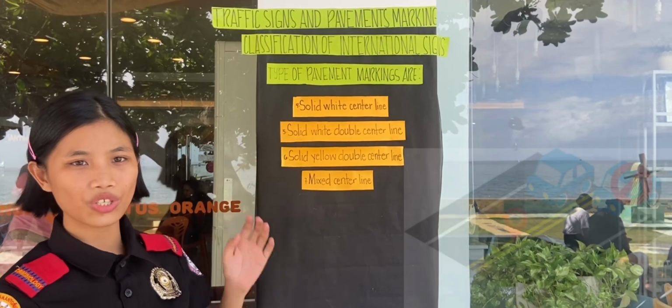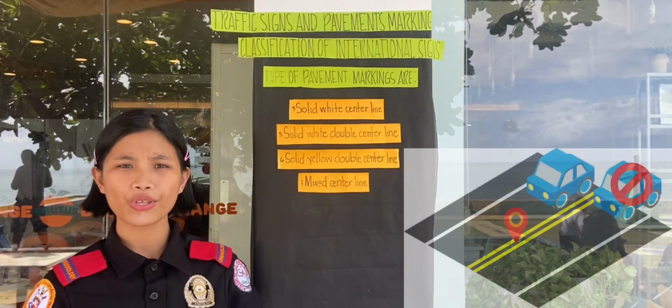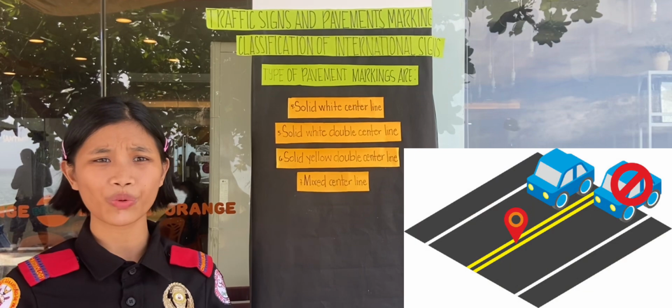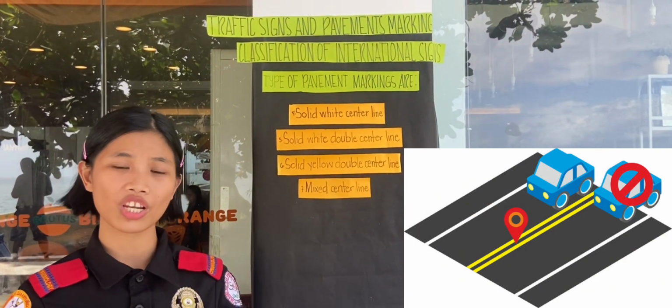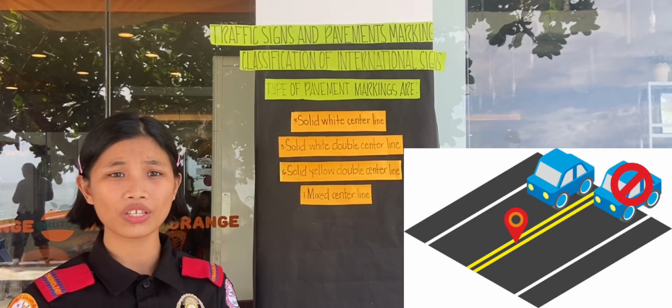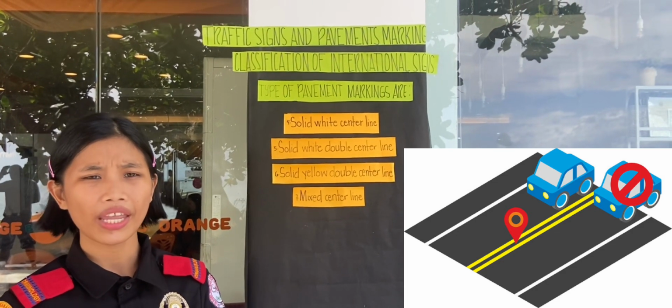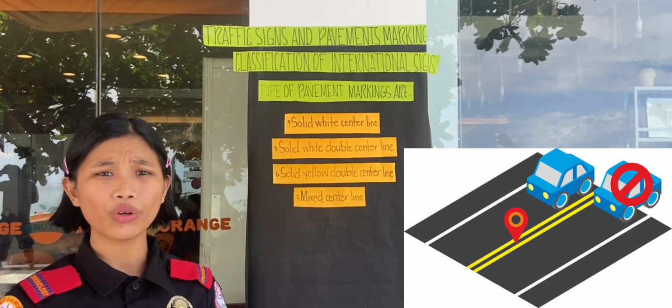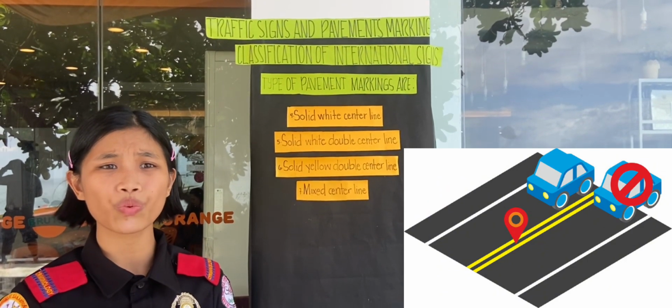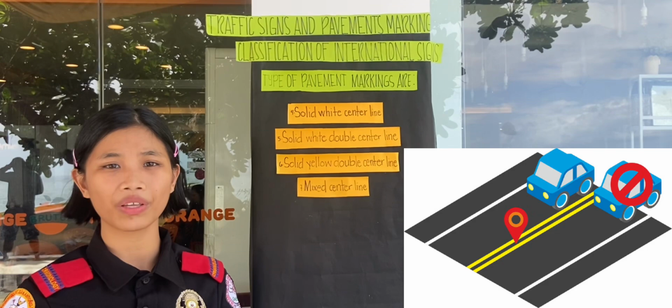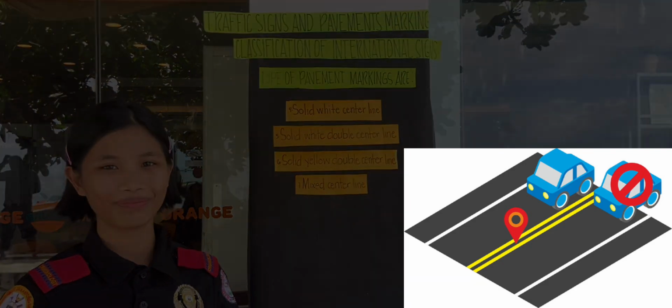So number 6 is the solid yellow double center line. So it is typically found on roads where passing is prohibited in both directions. So indicating a no passing zone, and of course, it is unsafe to overtake at any time. It is because it's often found around blind curves and in areas where fast-moving two-way traffic meets on an undivided road.